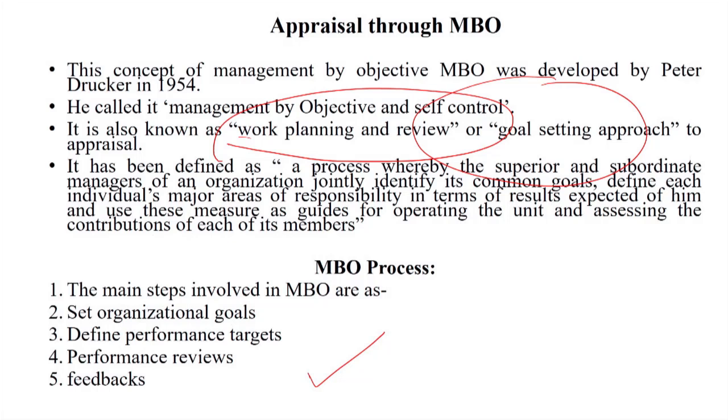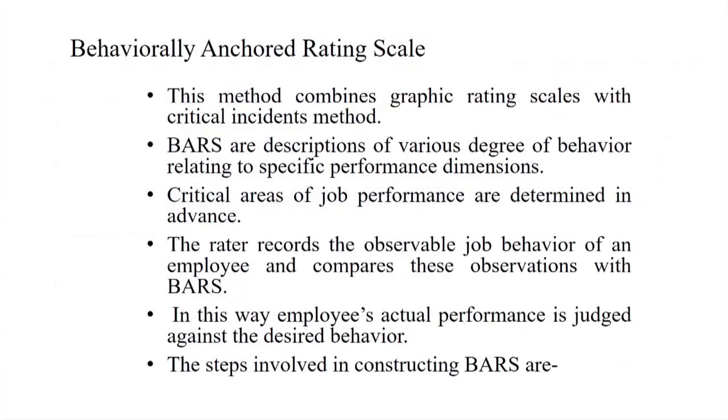The concept of MBO is a process where superior and subordinates jointly identify the common goals, they make efforts, they set the standards, and then they decide upon the area of responsibility, and everything is done in a combined way. It is more of a joint effort by the management and the employees. So jointly they are doing it together.